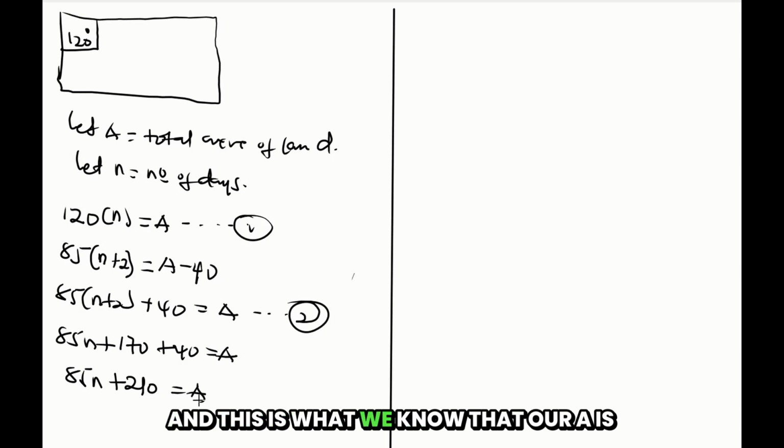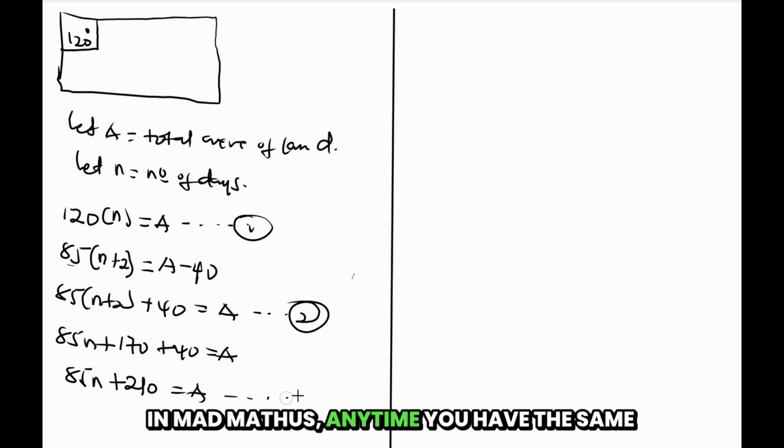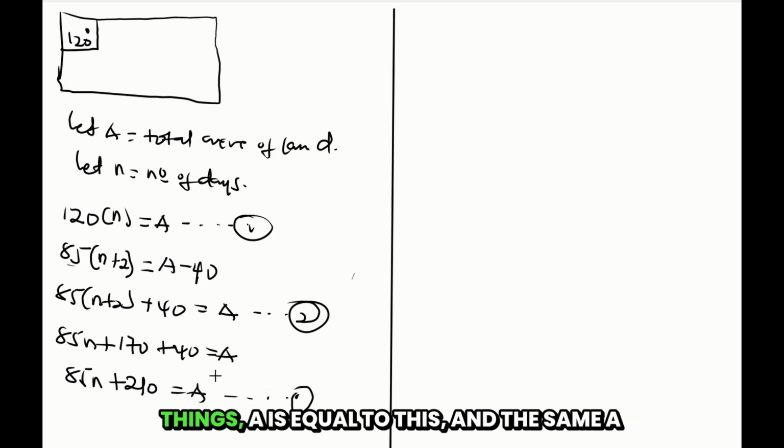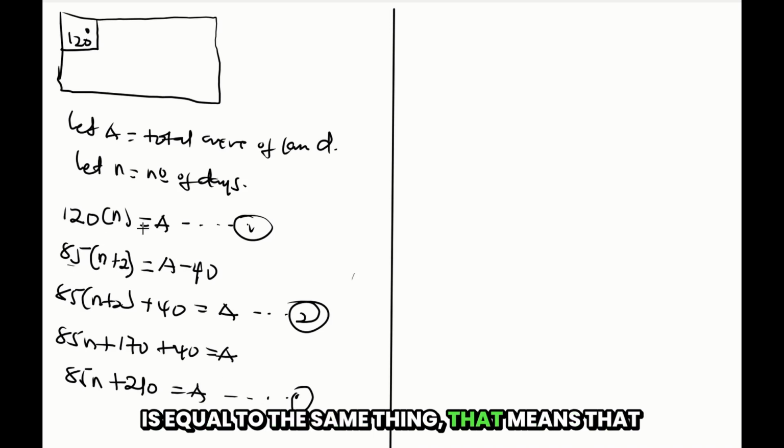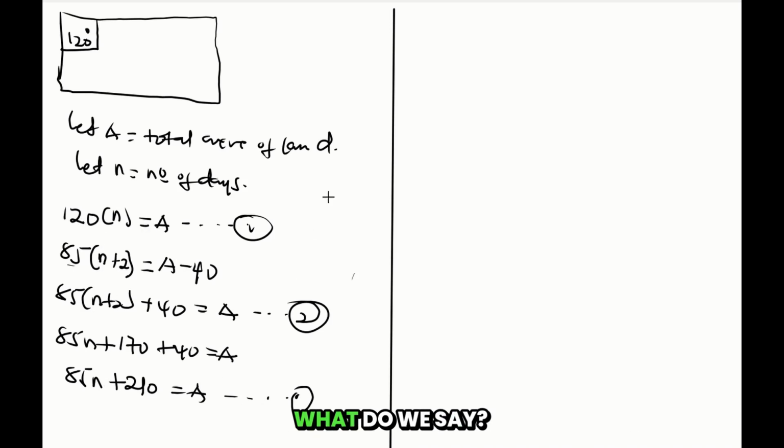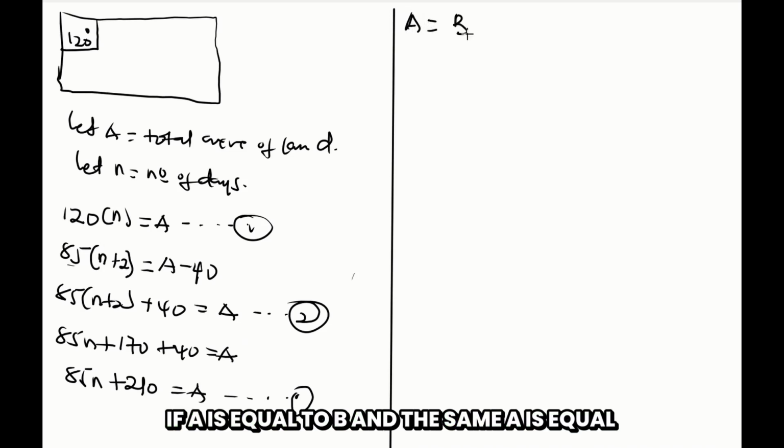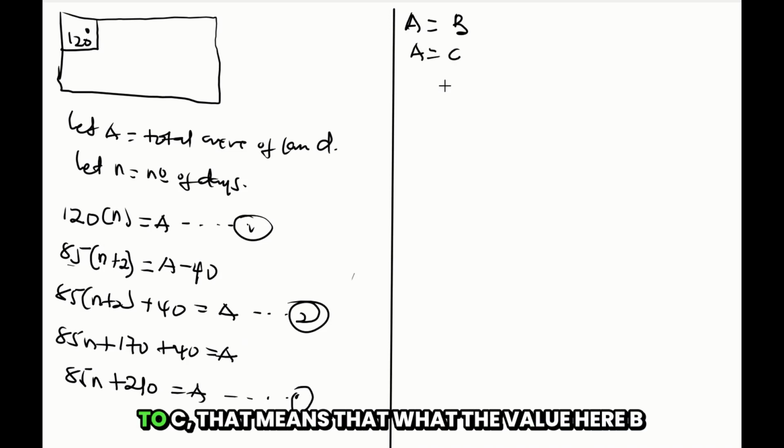And this is what we know, that our A is equal to 85n plus 210. In mathematics, anytime you have the same A equal to this and the same A equal to the same thing, that means the two are the same. What are we saying? If A is equal to B and the same A is equal to C, that means the value B should necessarily be the same as the value of C.